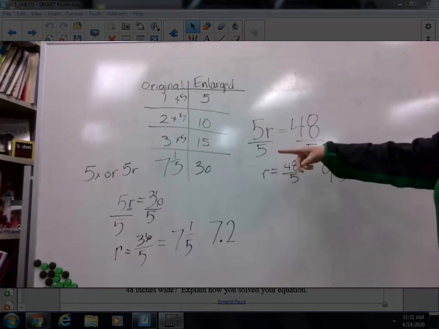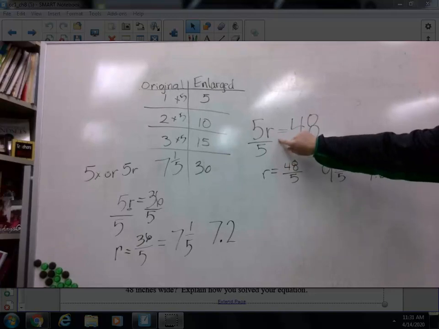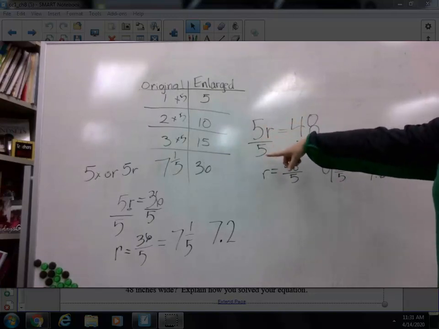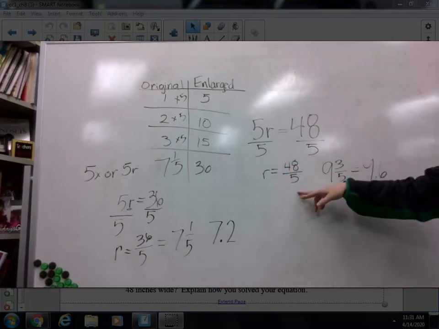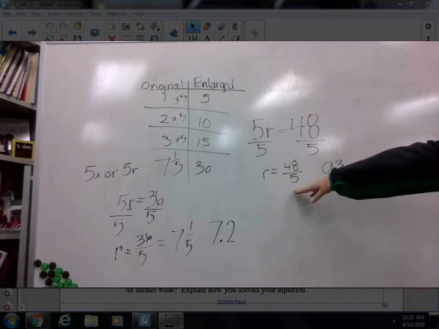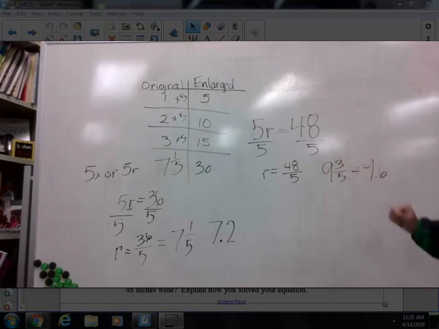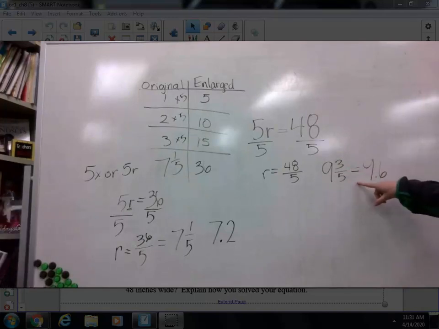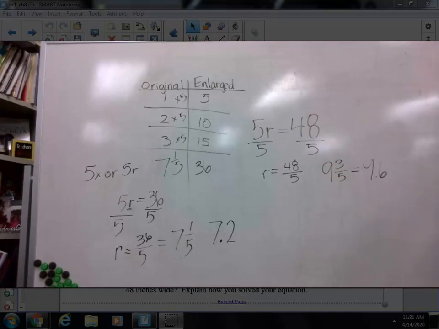We did the inverse operation again with the multiplying. So the inverse of multiplication is division. So we did 5 divided by 5, which left us with our variable. And then we did 48 divided by 5, which got us the fraction of 48 over 5. We changed that improper fraction into a mixed number, which we got 9 3/5. But the question also said that you had to change it into a decimal as well. And we divided 48 divided by 5 and got 9.6.